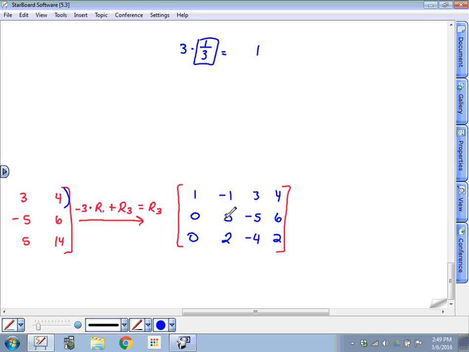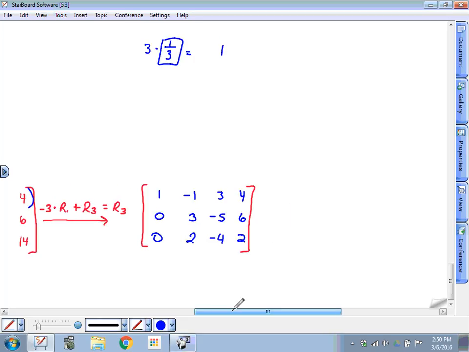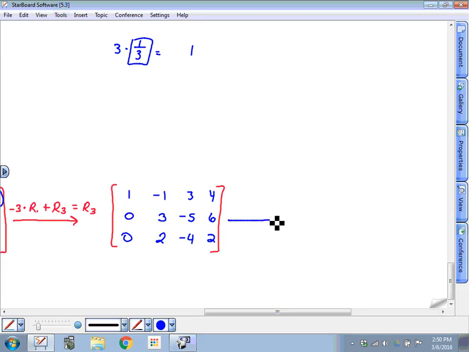Now there is a little bit of, it's not really a problem, but something to consider. 1/3 multiplies 3 really easy. 1/3 multiplies 6 really easy. 1/3 doesn't multiply -5. You end up with a fraction. What I'm actually going to suggest is that you swap row 2 and row 3. We're going to interchange row 2 and row 3.